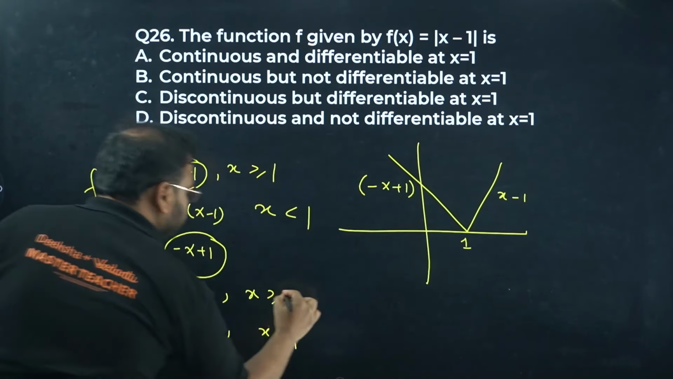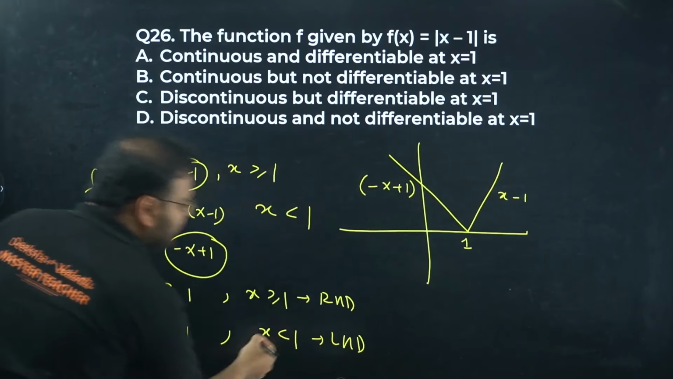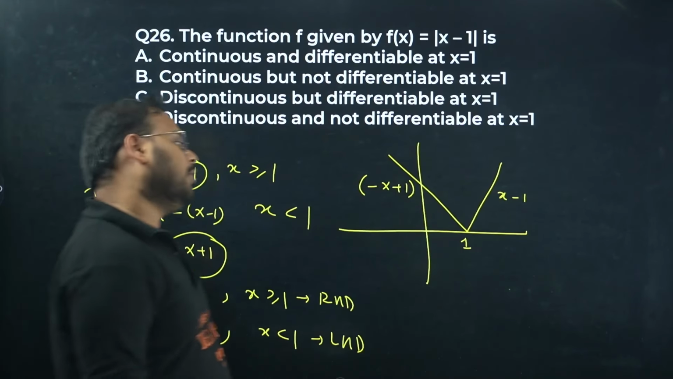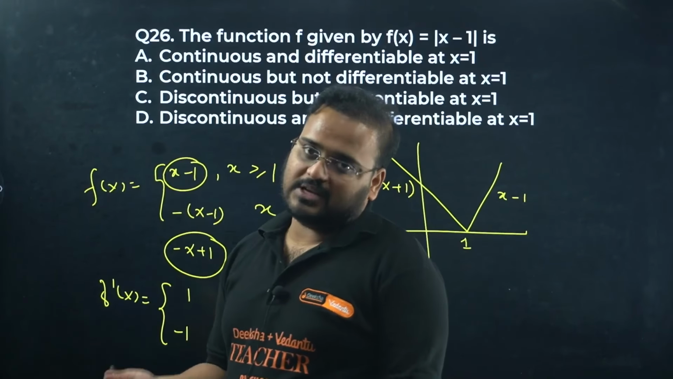This represents your RHD and this is your LHD. The left hand derivative is minus 1, the right hand derivative is plus 1. Of course, the given function is non-differentiable in nature.